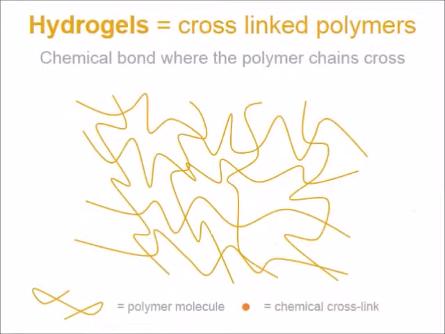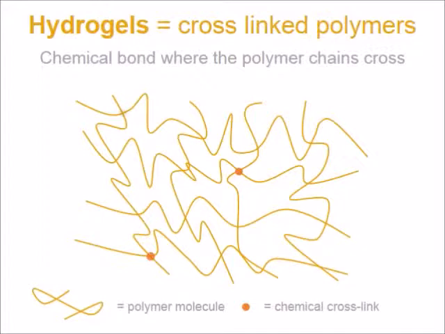Hydrogels are cross-linked polymer networks. Here you can see a section of a water-based polymer solution. This polymer solution is normally a thick, viscous liquid. Examples of such polymer solutions can be thickeners, commonly used for cooking.